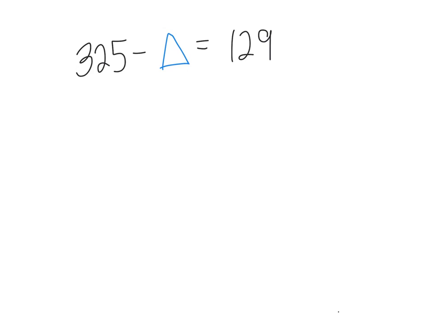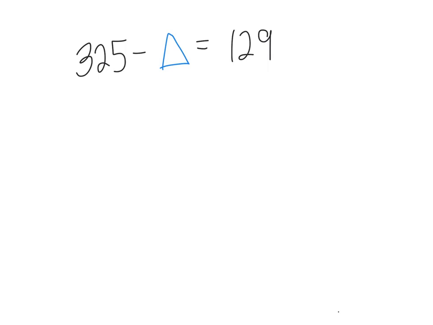What's wrong, Miss Huddle? Miss Sexton, I tried taking a deep breath, and I'm still really struggling with my math. I'm sorry. Can I help you? That'd be really great. I'm just sitting here looking, and it says 325 minus a triangle equals 129, and I can't for the life of me think of what a triangle means.